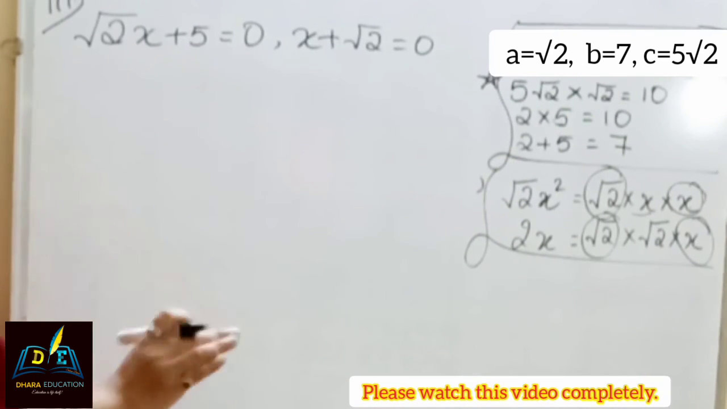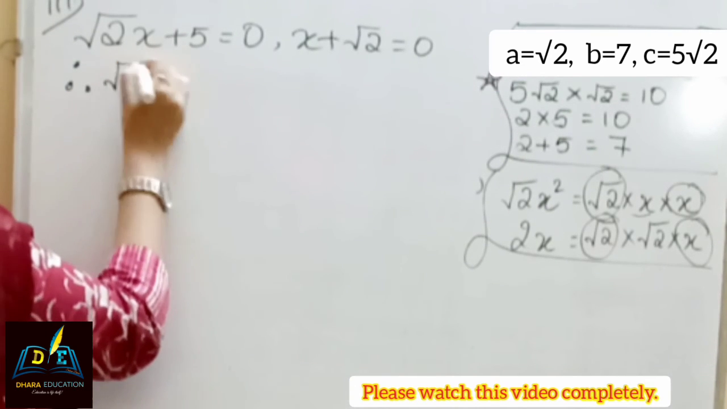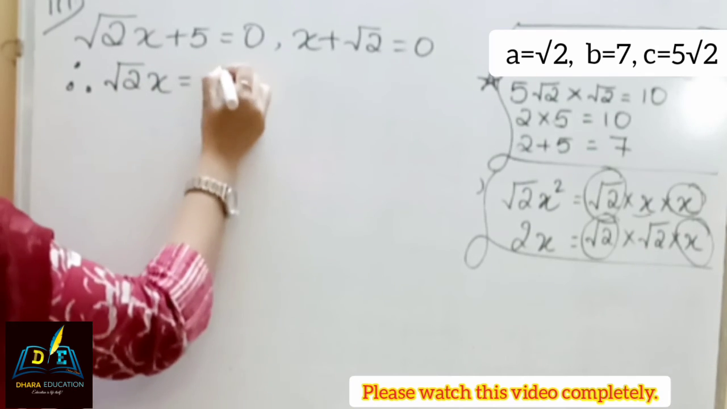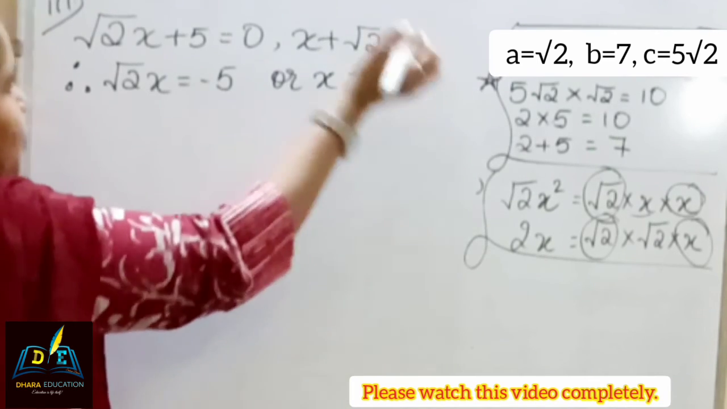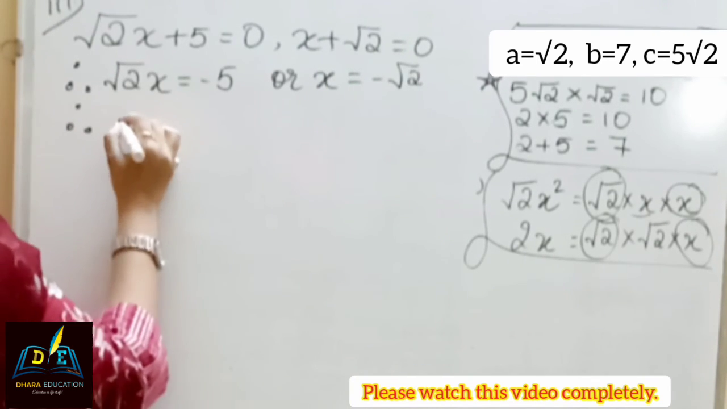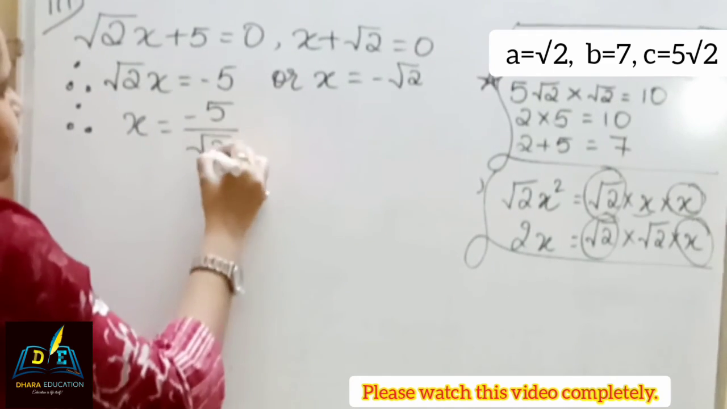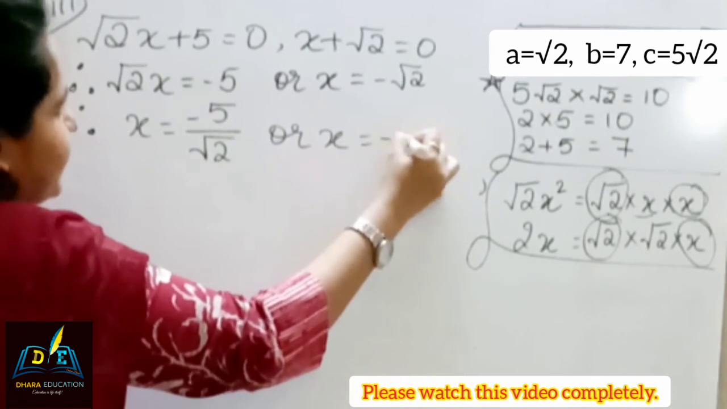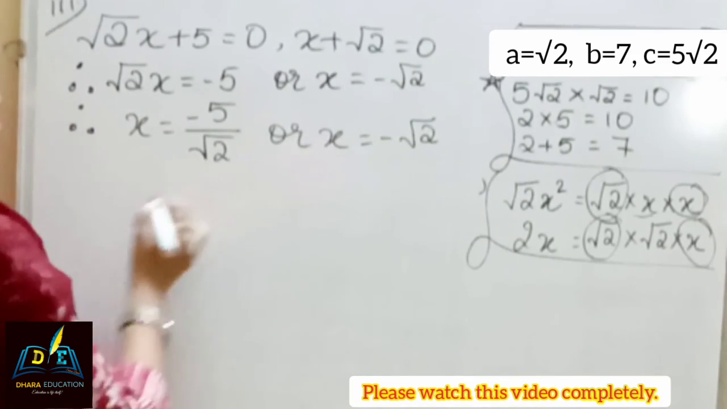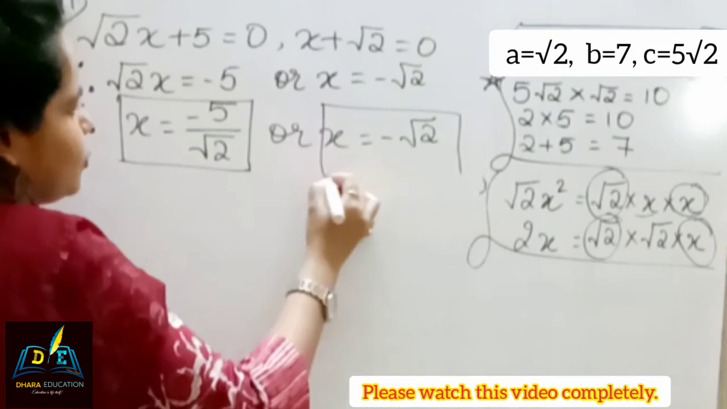So students, here what you need to do is this. Therefore root 2x is equal to minus 5, or x is equal to minus root 2. Therefore x is equal to minus 5 upon root 2, because it is in multiplication, or x is equal to minus root 2 as it is. Okay, so this is the final answer for this particular value of x.